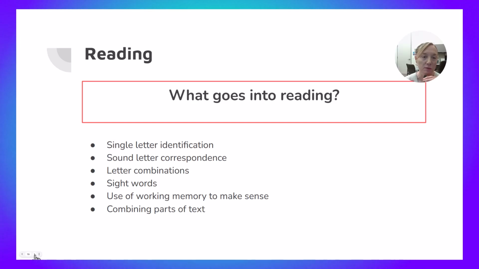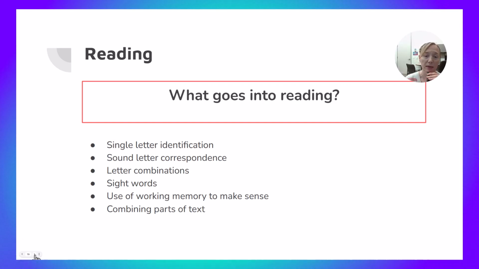Also, what needs to happen in order to be able to successfully read is to have sight words. There's a lot of words out there that cannot be sounded out phonetically. Things like the, was, what, all of those words are not phonetic. We need to be able to read them without having to sound them out.